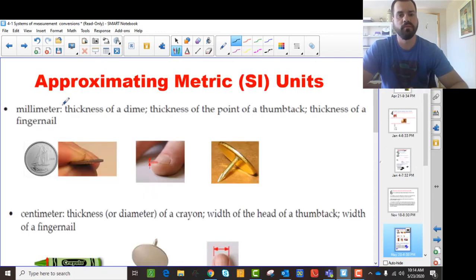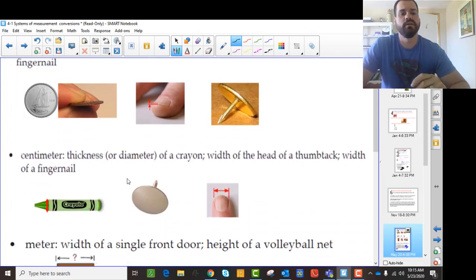But in terms of just approximating them, you can kind of get an idea, again, from sort of everyday objects, or even from your body again. So a millimeter is the thickness of a dime. It's approximately the thickness of your thumbnail, okay, if you just look at your thumbnail, or it's the thickness of the point on a thumbtack, so the very edge, okay. A centimeter is about the width or the thickness, diameter of a crayon, the head of a thumbtack, or if you think about your thumb again, okay, or any of your fingers, it's the distance from across the fingernail, basically.